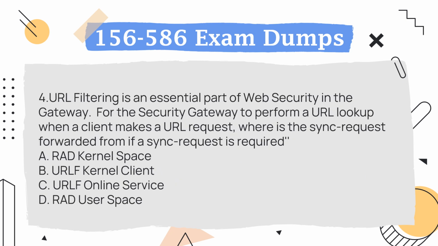4. URL filtering is an essential part of web security in the gateway. For the security gateway to perform a URL lookup when a client makes a URL request, where is the sync request forwarded from if a sync request is required? A. RAD kernel space. B. URLF kernel client. C. URLF online service. D. RAD user space.